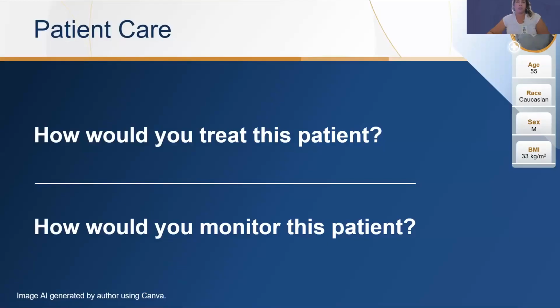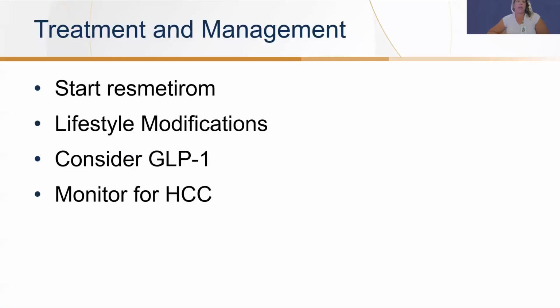One, glycemic control, getting that hemoglobin A1C as good as possible, his diet choices, moving towards things like a Mediterranean diet, and then talking to him about our medical therapy that we have as far as resmetirom or Rezdiffra.